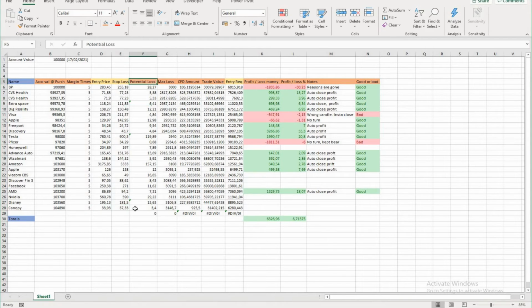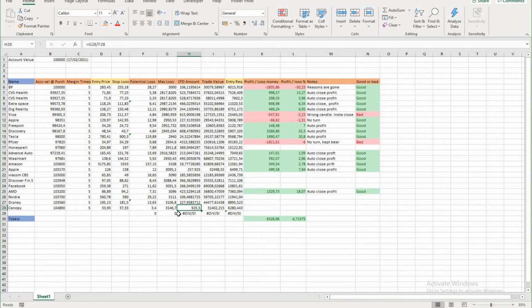The potential loss per trade then is the entry price minus the stop loss, which gives you $3.4. That is the potential loss I have per contract, like per contract I can trade. And the max loss, the potential loss max loss, that's where I was.